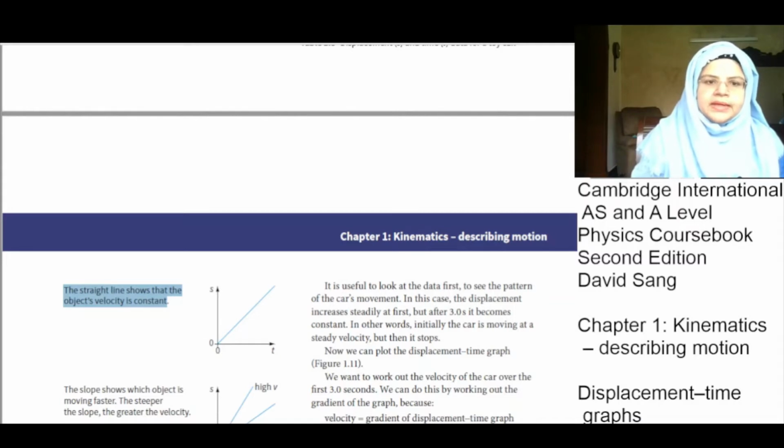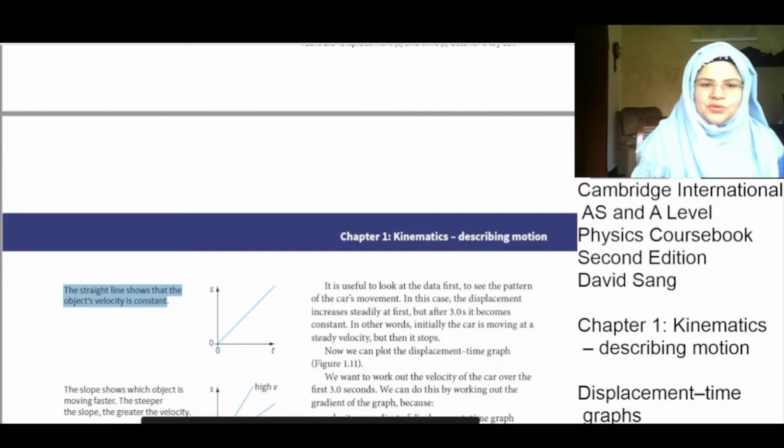In figure 1.9, we are going to study displacement time graph. S is equal to displacement, T is equal to time. The gradient will give us the velocity. If the line is straight, it means that there is constant gradient and constant velocity. The straight line shows that the object's velocity is constant.